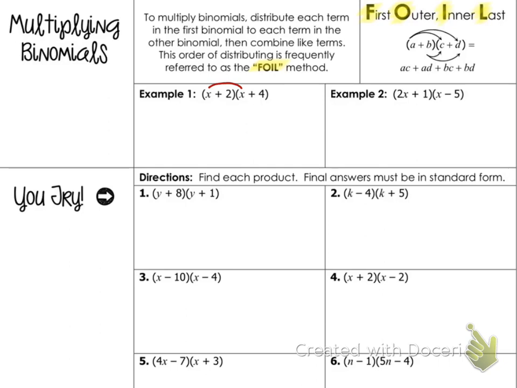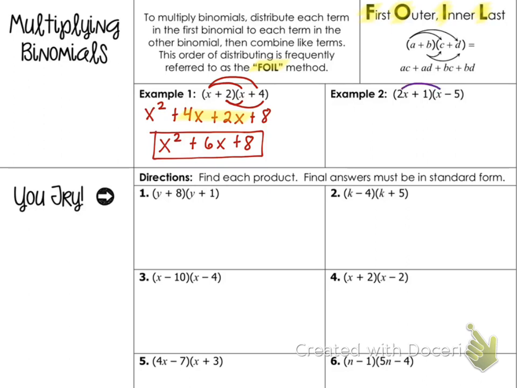we're going to multiply x times x, which is x squared, and then x times 4, which is positive 4x, and then 2 times x, which is 2x, and then 2 times 4, which is 8. And then we're going to combine like terms. Notice that the middle two terms both have x's. We can't combine the x squared, there's no other x squareds in here, but there's two terms with x's. So we're going to add those together to make 6x, and then just keep the x squared and the 8 on the end.